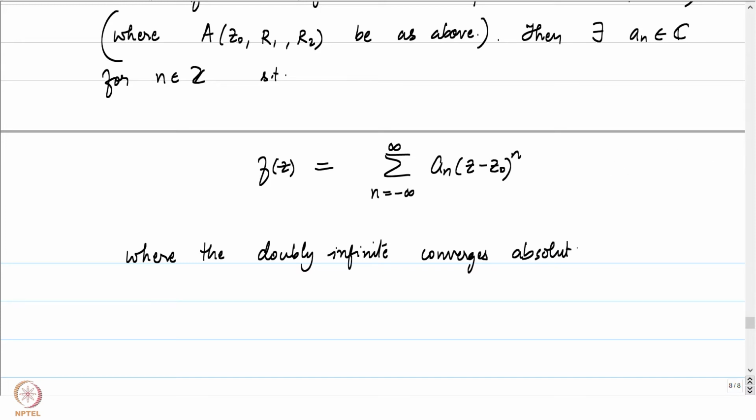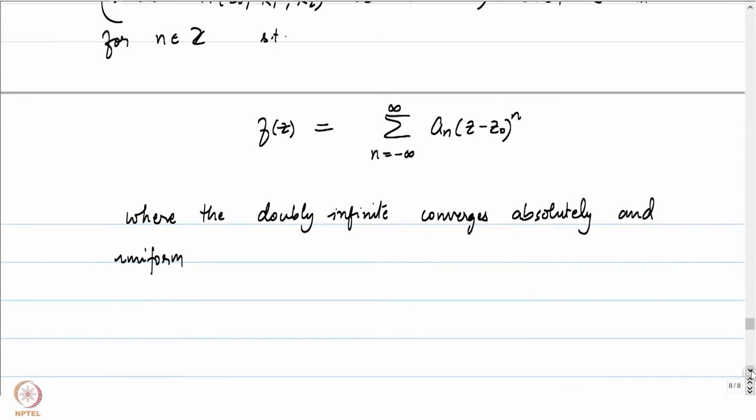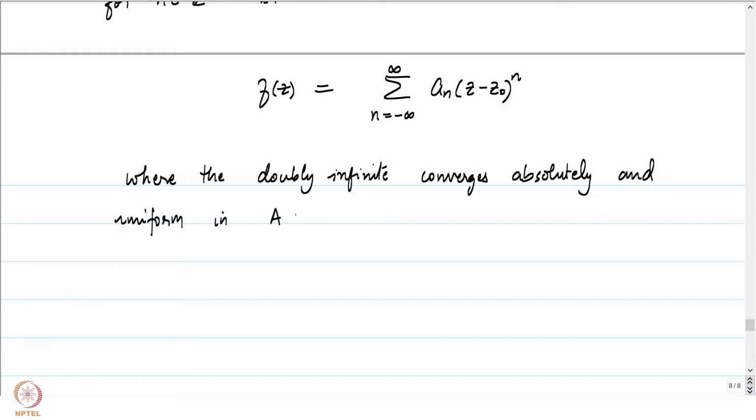So, let me not write this because I am going to also talk about some uniform convergence. This is going to converge absolutely in the annulus A(z0, R1, R2) and uniformly on a smaller annulus A(z0, small r1, small r2), where capital R1 is less than small r1, which is less than small r2, which is less than capital R2. So, if you take any smaller subannulus, in such a subannulus this convergence is going to be uniform.